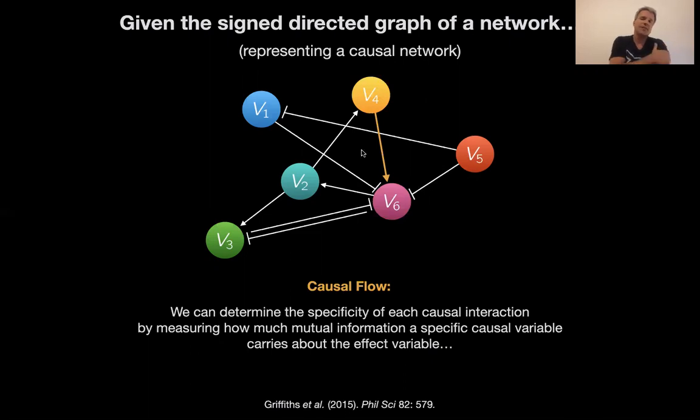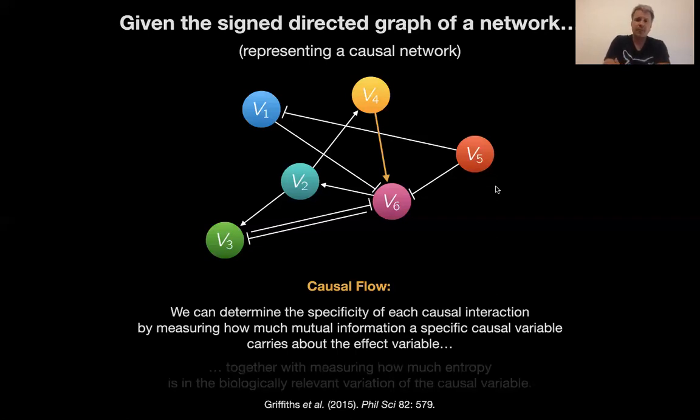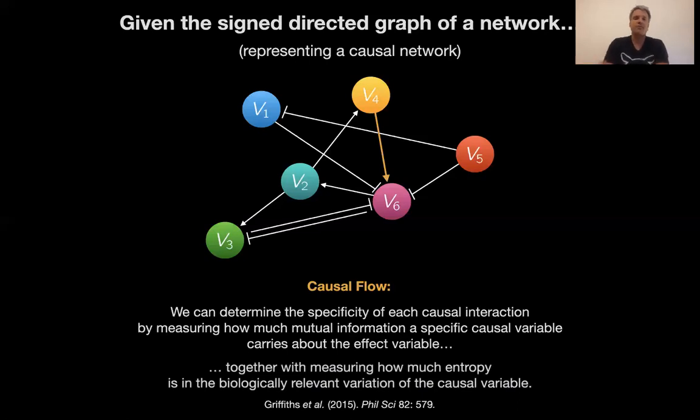It's a tricky case because it's the only activating input into this variable. There's 3 repressive inputs though that will make the situation complicated. Okay, so the mutual information will be far from perfect. But also we need to measure how much entropy is in the biologically relevant variation of the causal variable in the first place. Remember, the die has more information potential than the coin. Okay, so here we need to pick out those factors that actually vary.